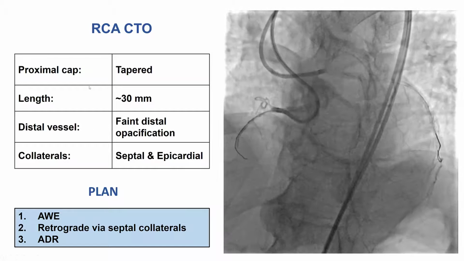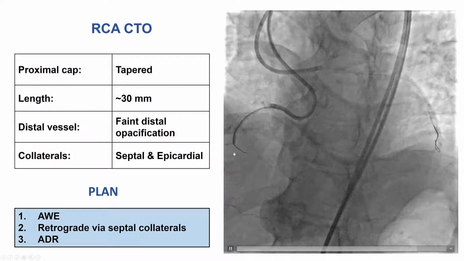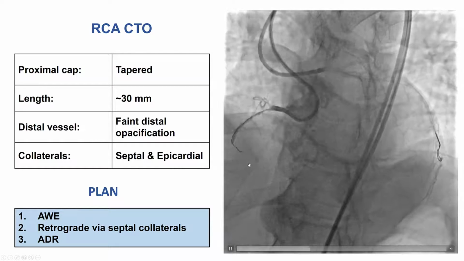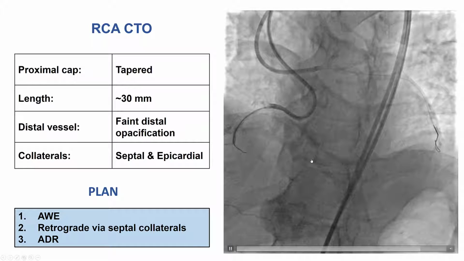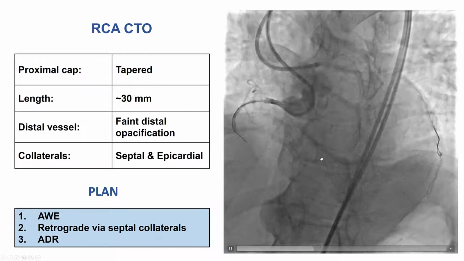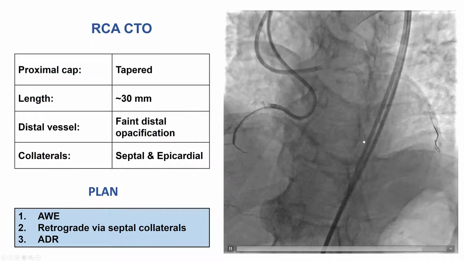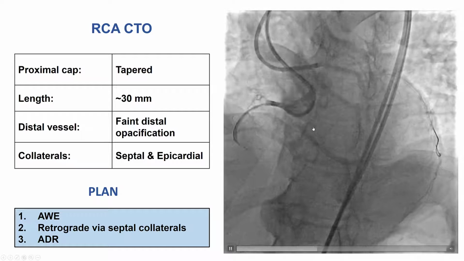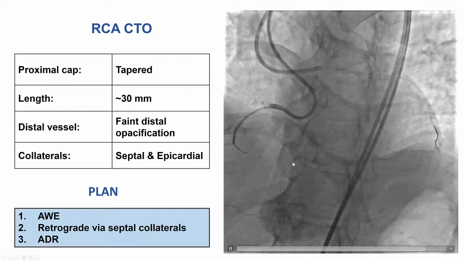This is the dual injection, looking at the four characteristics of the CTO. Proximal cap is well defined, there's actually a wire there right now. The length is approximately 30 millimeters from the distal RCA to the PDA PLV bifurcation. The distal vessel is not very well visualized from the contralateral injection, but we can see the PLV as well as the PDA. And finally, there are both septal collaterals as well as an epicardial collateral that is fairly tortuous and does not seem appropriate for the retrograde approach.